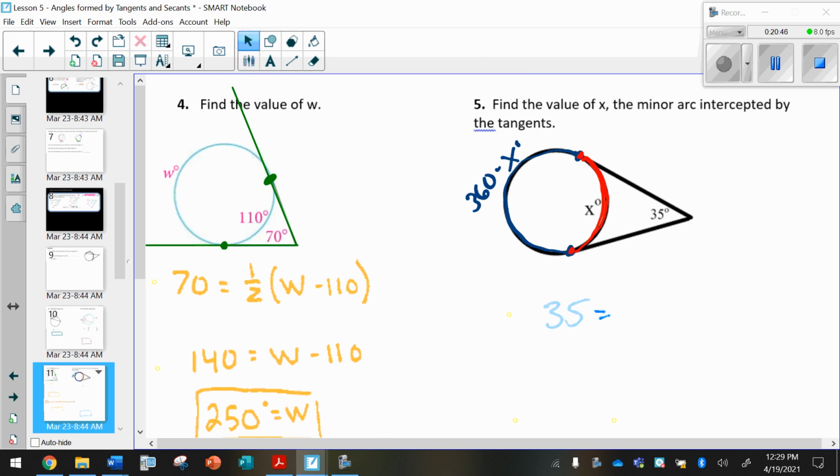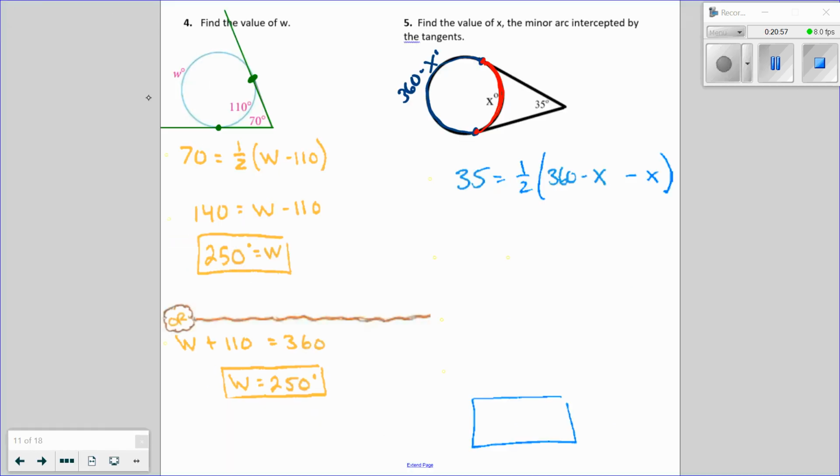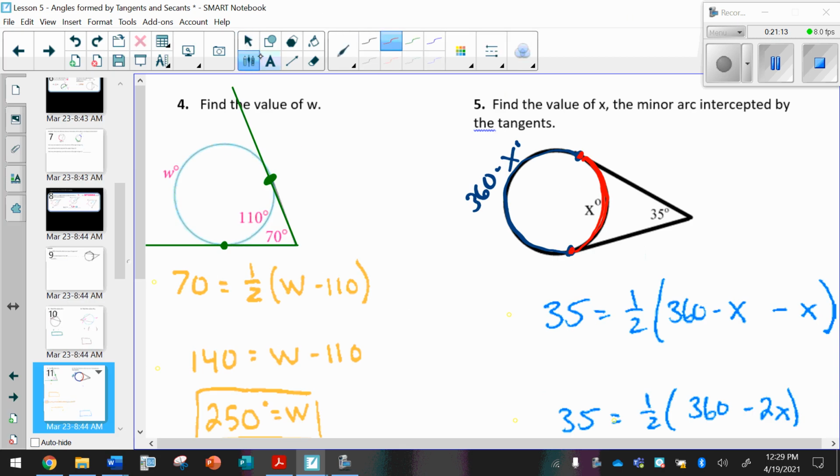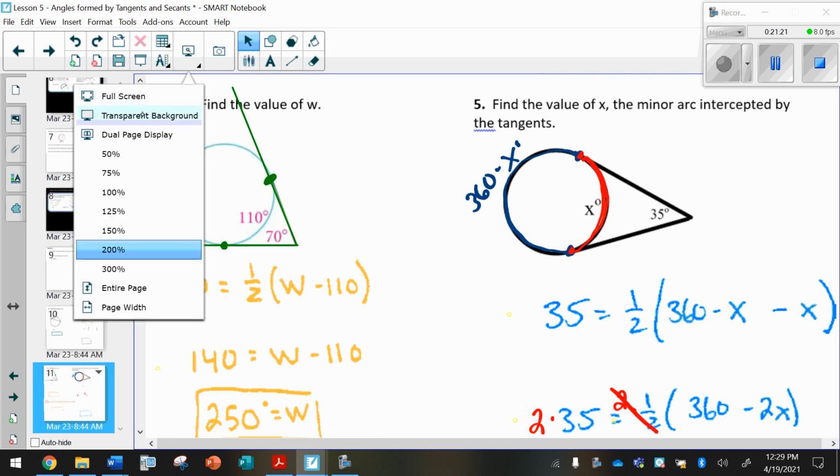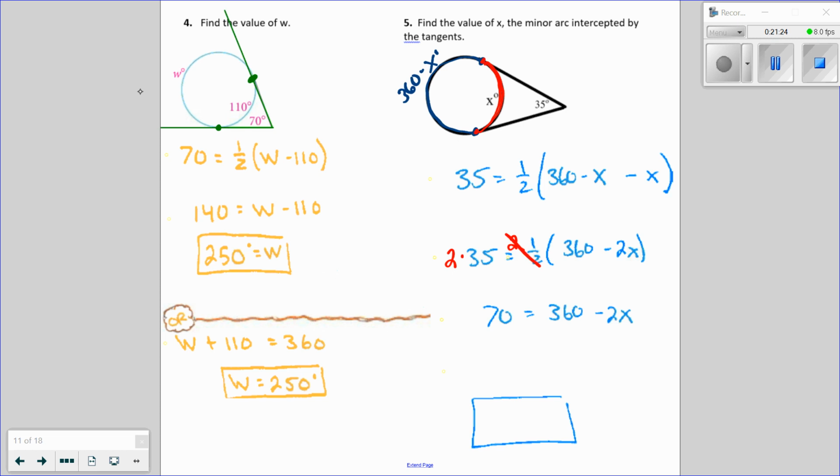Now with that set up, we can set our exterior angle of 35 equal to half the difference of the two arcs. Now you can solve for x. So to get rid of the 1/2, I did times 2. The opposite of dividing by 2 is multiplying times 2. So that's what I did to cancel out the 1/2. That's where the 70 comes from.